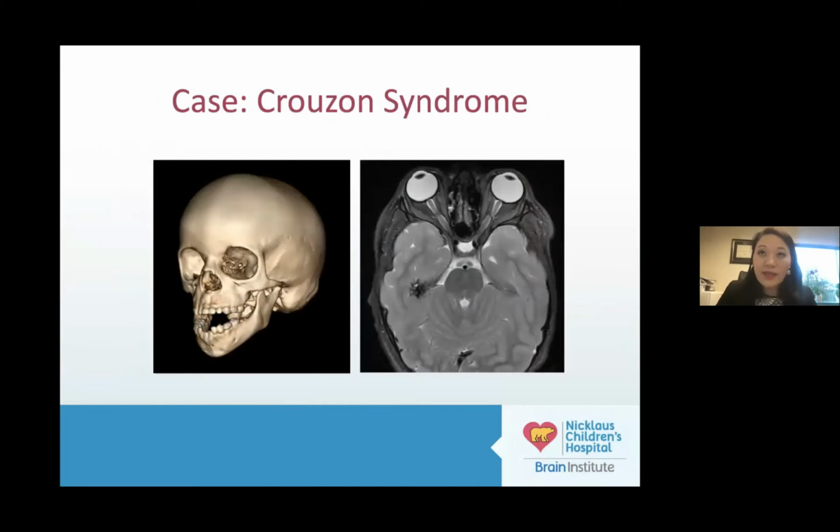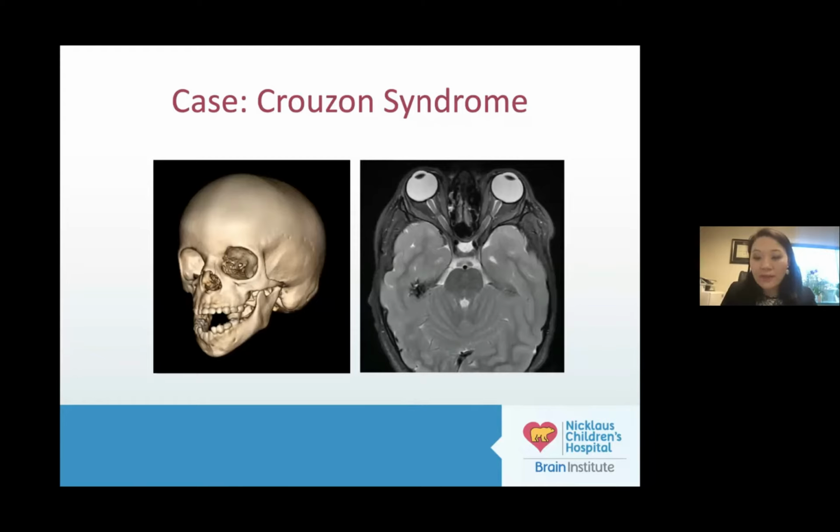This is actually a case of mine that I managed recently. Interestingly, unlike a lot of patients with Crouzon syndrome, this patient didn't present to us until she was quite a bit older. She was a 5-year-old girl who had very abnormal facial features, but really was unrecognized by her parents and her pediatrician. And as a result, presented late to us with findings of papilledema and poor vision.